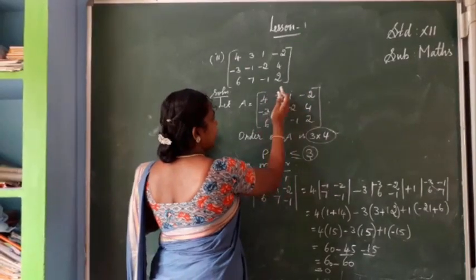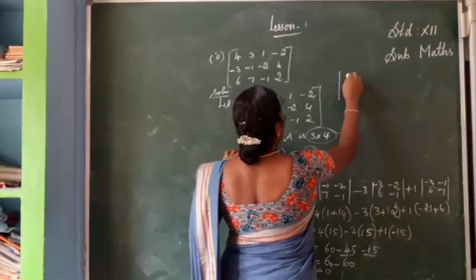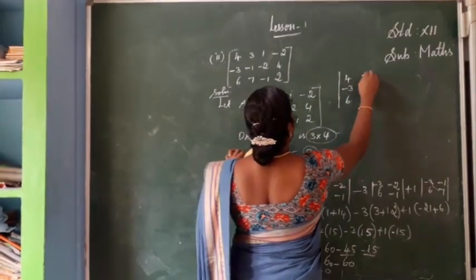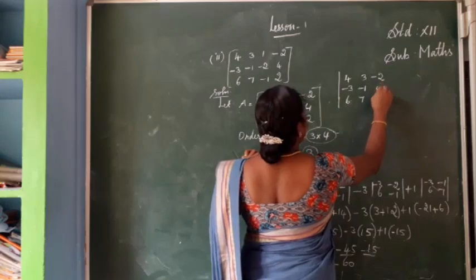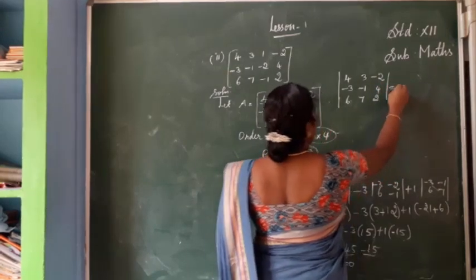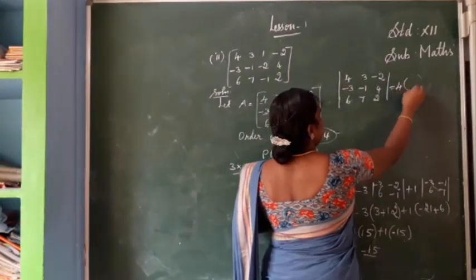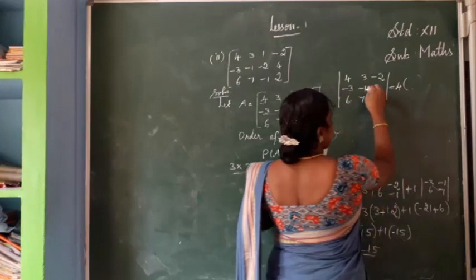Now we are going to take the first 2 columns and the third column. So the determinant is |4 -3 6; 3 -1 7; -2 4 2|. Okay, so now you find the determinant again. You see 4 into... now you need the first one, first column, remaining, so I am going to multiply directly.